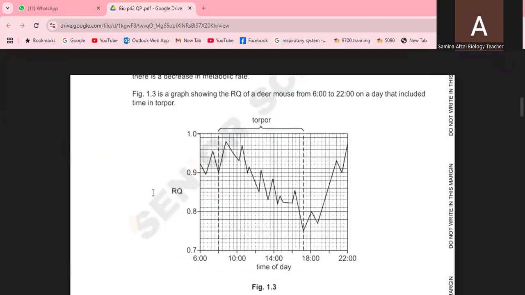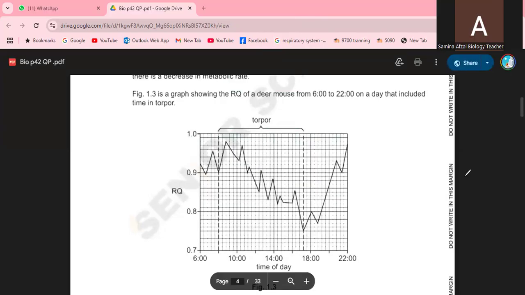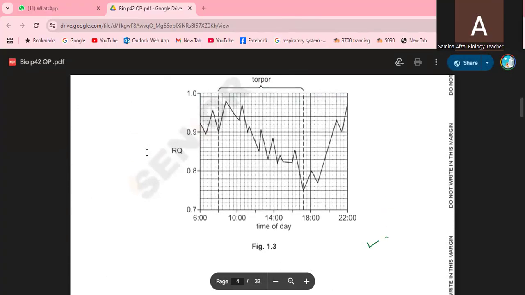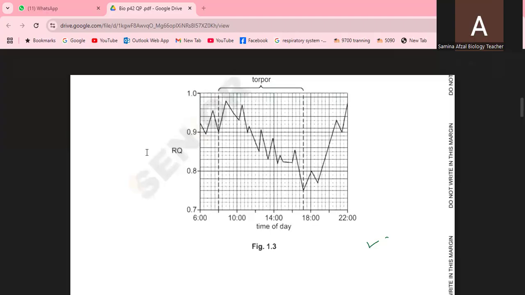And you can see over here the time that has been shown, from 6 to 22. So moving further: describe the trend shown during torpor in figure 1.3 and suggest an explanation for this trend. So we have to find out the explanation for this. First of all, we will observe the graph and then we will move on.